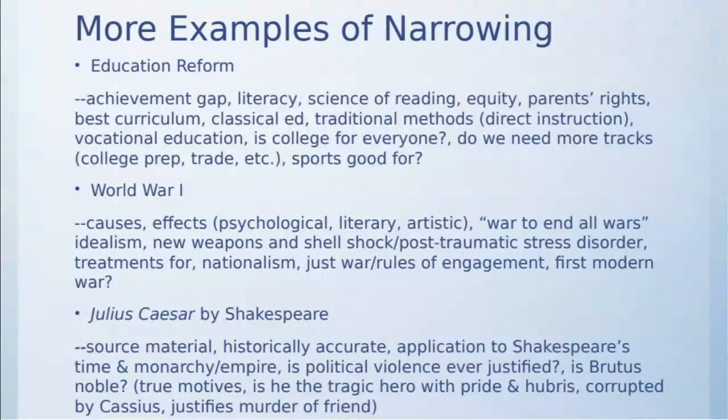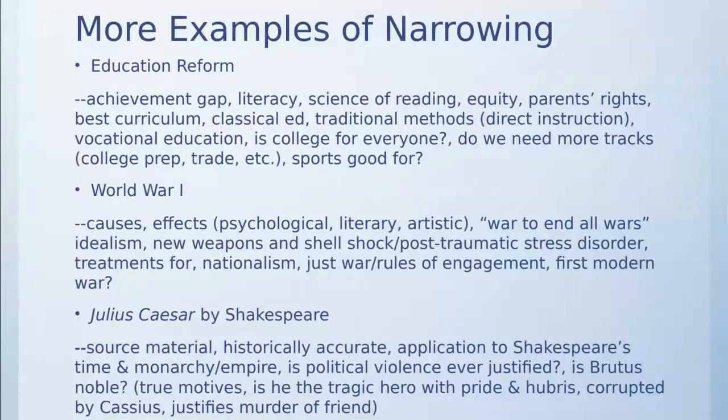Who's the tragic hero in the play? Where did Shakespeare get his sources for history when he's writing about history? Was pride the real motivation of killing Julius Caesar, or was it really for freedom, like the characters say? So there's ways to narrow it down into certain angles.